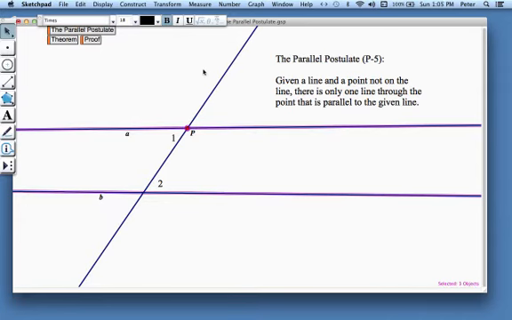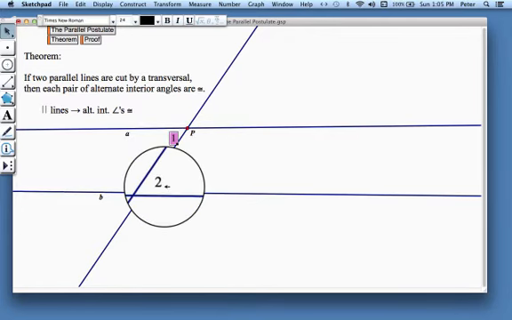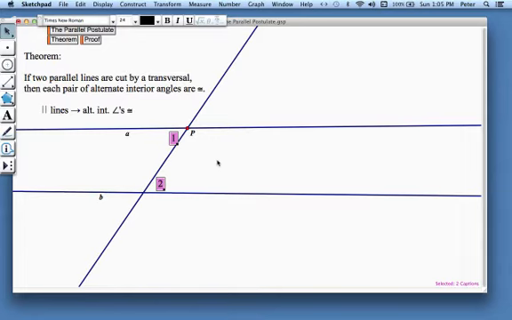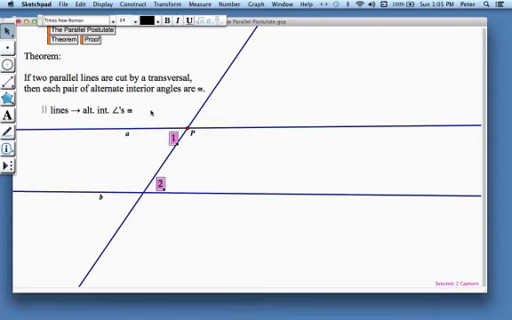Now let's take a look at what we can do with that postulate. What theorems can we draw from it? What conclusions? Well, let's see this first theorem, and it says that if two parallel lines are cut by a transversal, then each pair of alternate interior angles created are congruent. The shorthand of that is just parallel lines imply alternate interior angles congruent. All right, maybe it's true. Let's take a look at the proof.